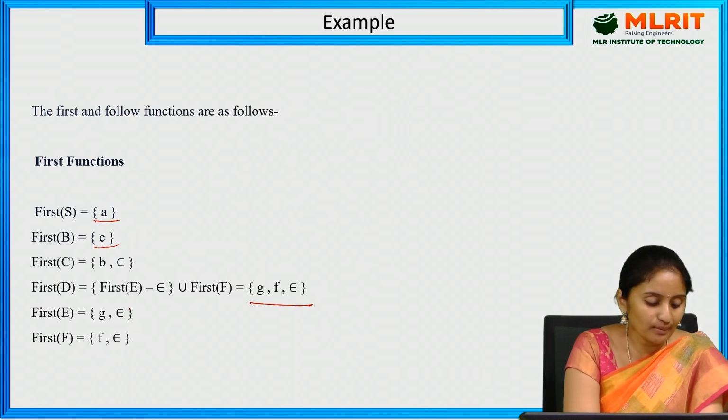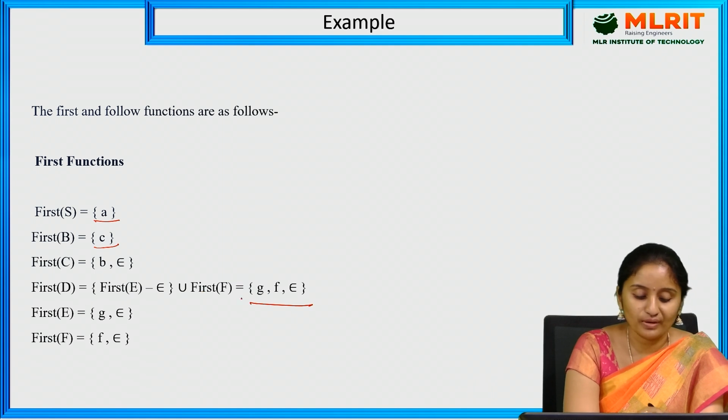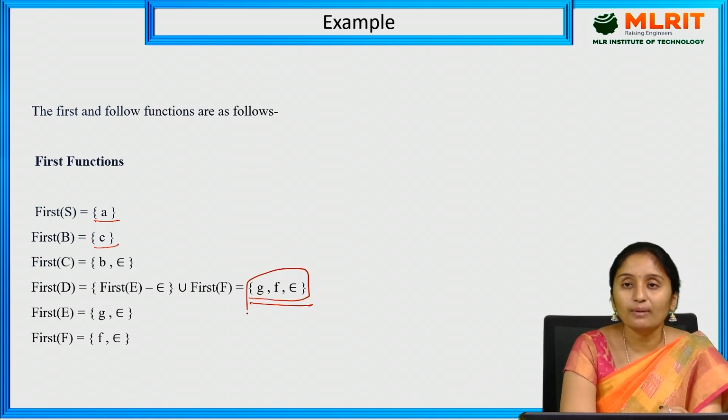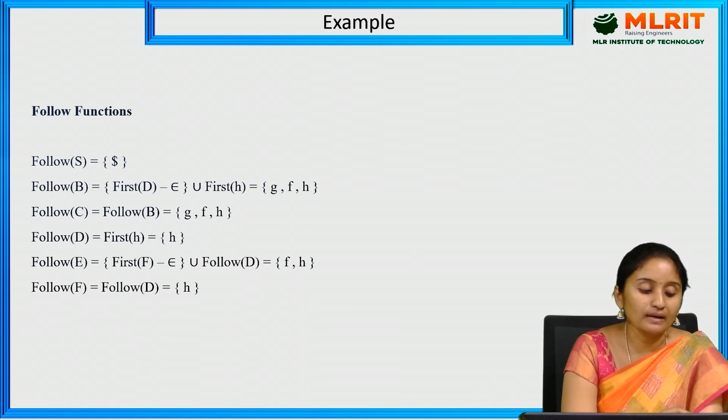See here, the same procedure we have done here. First of E minus epsilon union first of F, nothing but it is giving me G, F, epsilon. Next we are going to calculate the follow functions.